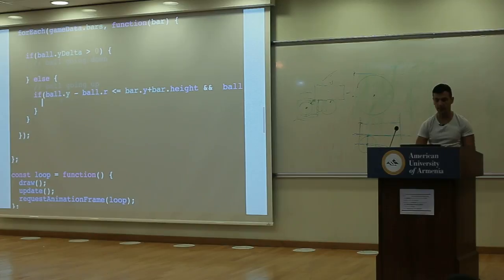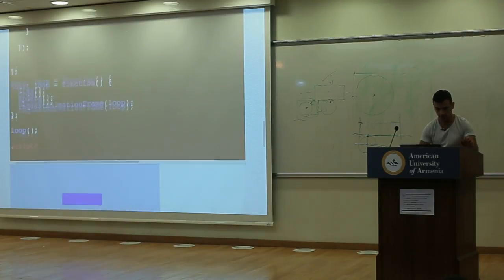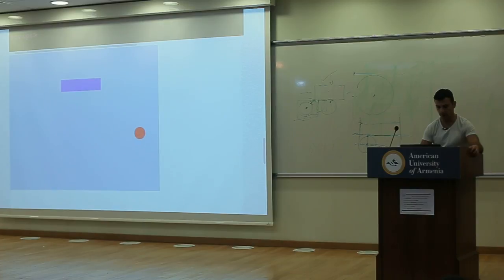Okay, if that's the case, guys, if the ball is going up and it hits this, what should I do? Yeah, flip the direction so it goes down. What do we mean by direction in code? The delta. Y delta. Okay, so ball dot y delta, and we flip it. Let's see what happens. Come on, hit it from the bottom.